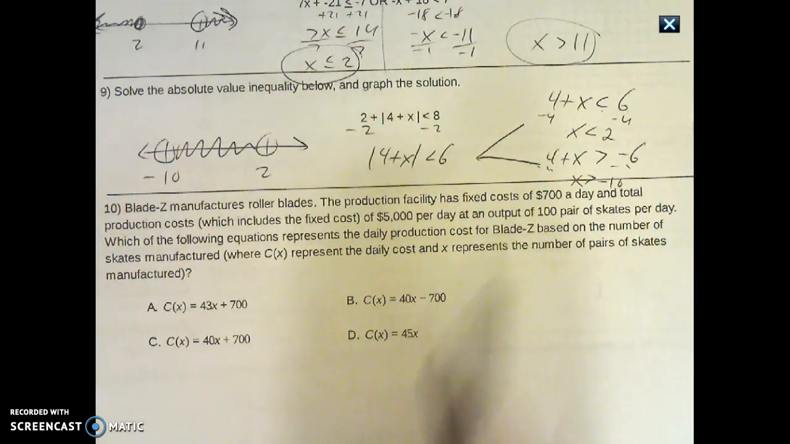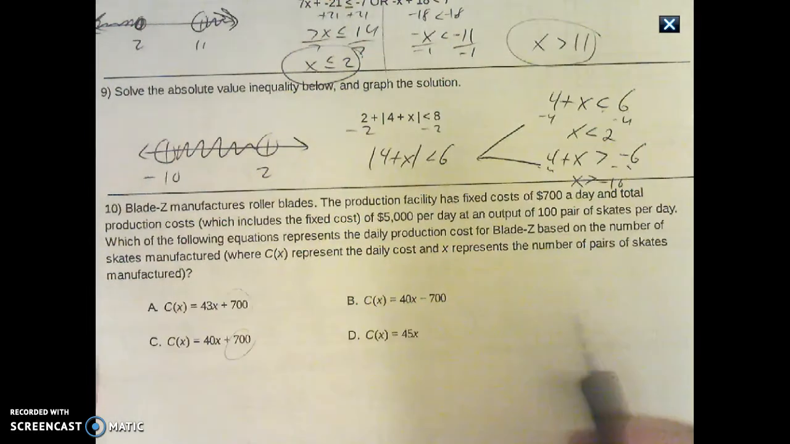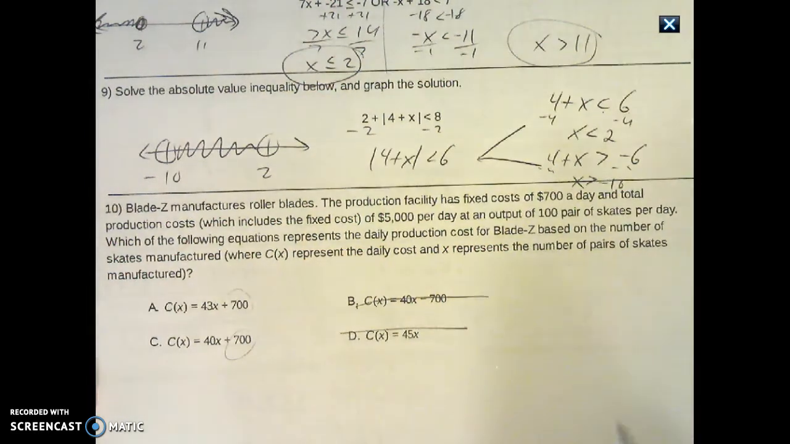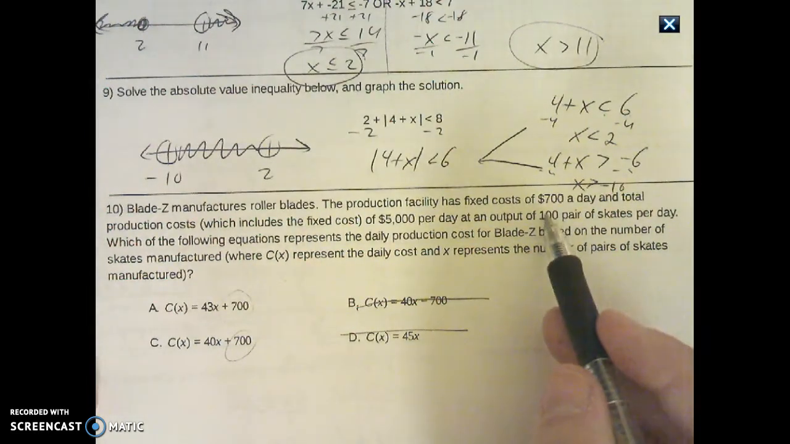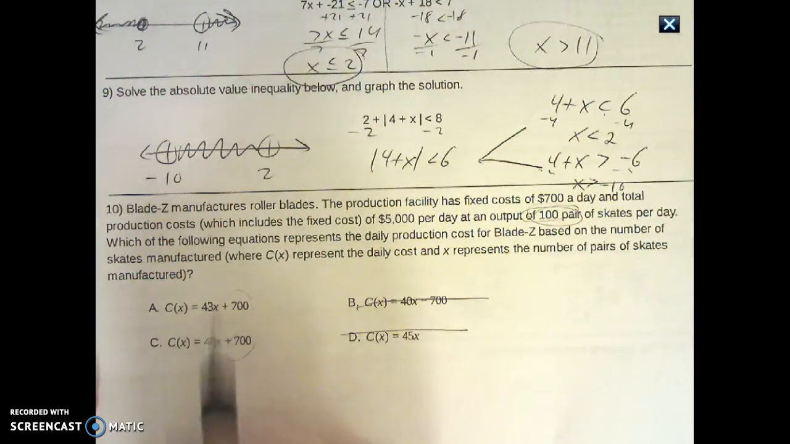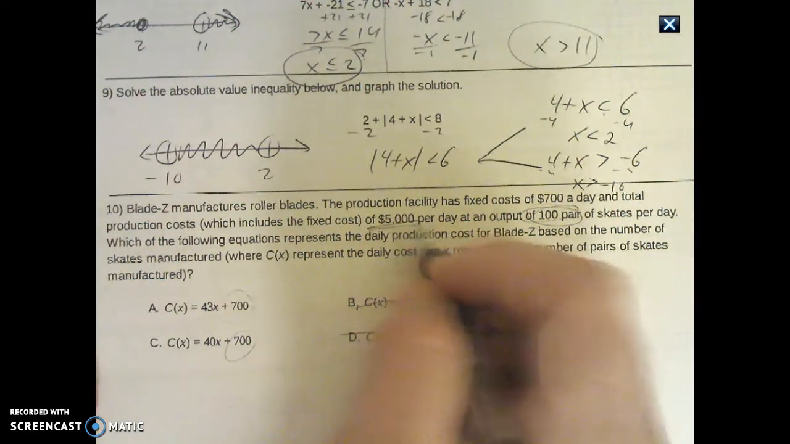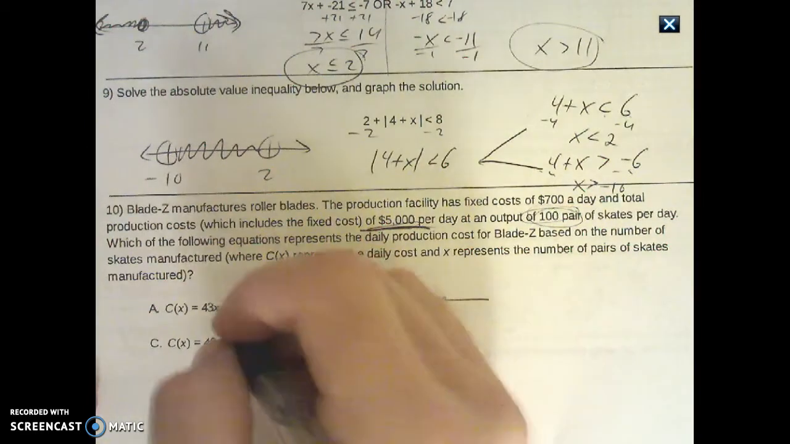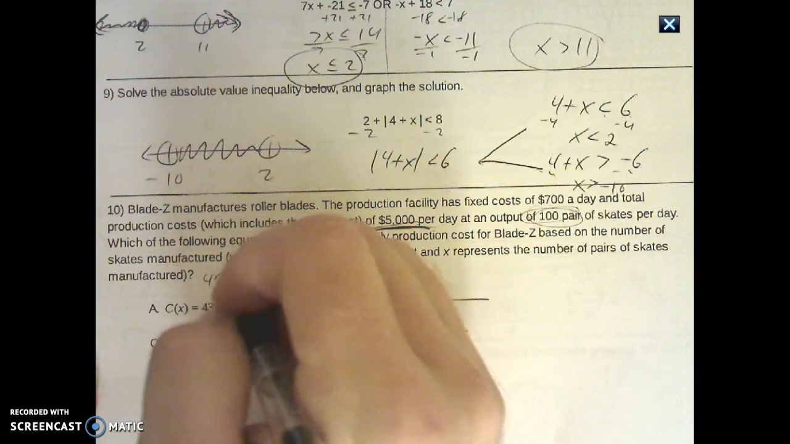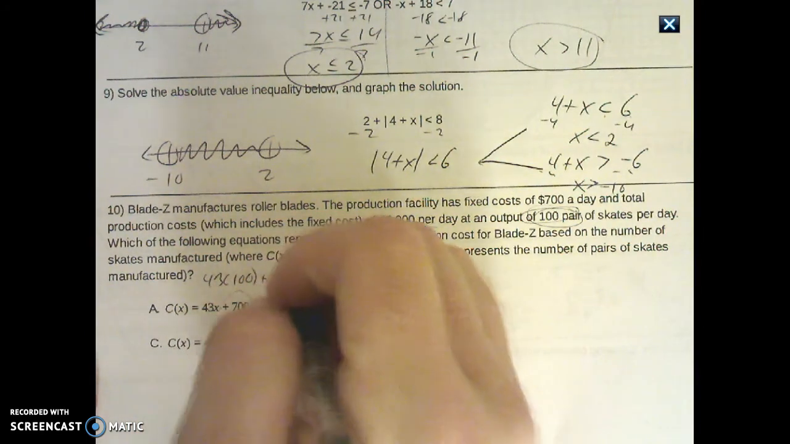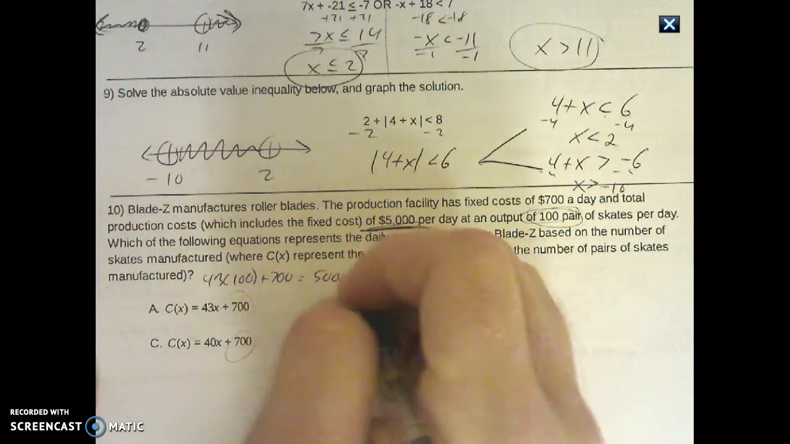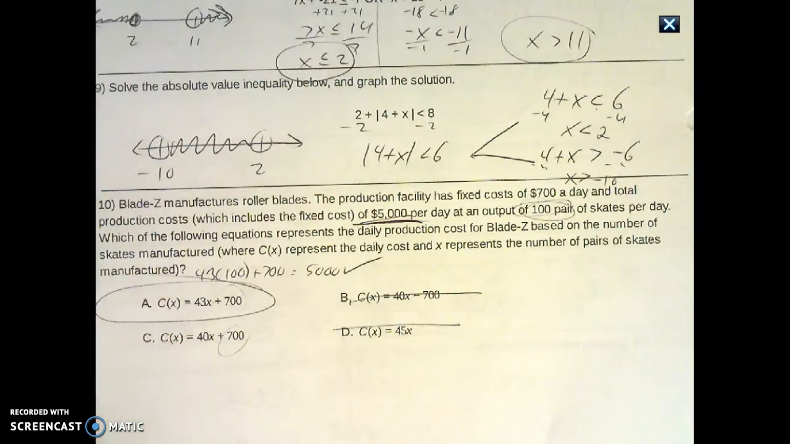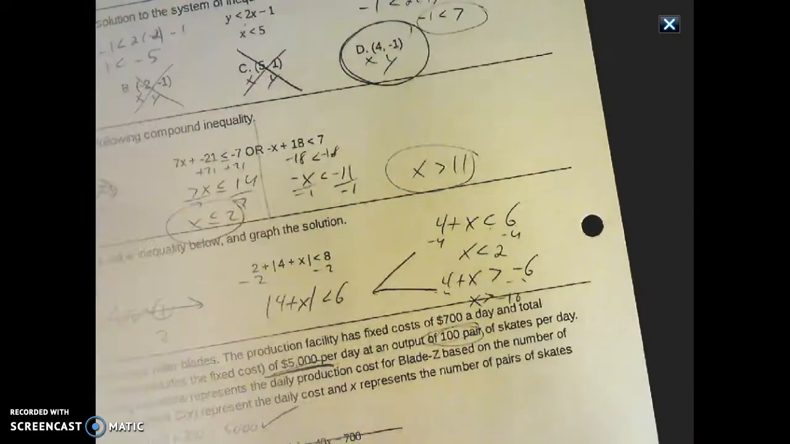If it's a fixed cost of 700, it needs to be plus 700 on the end. So I know I can get rid of the ones that don't have plus 700 on the end. And you just plug in 100 into x to see which one of them gives you this number. So for this one, 43 times 100 plus 700 equals 5,000. You win. It's just part A. Alright? Okay. On to my word problems.